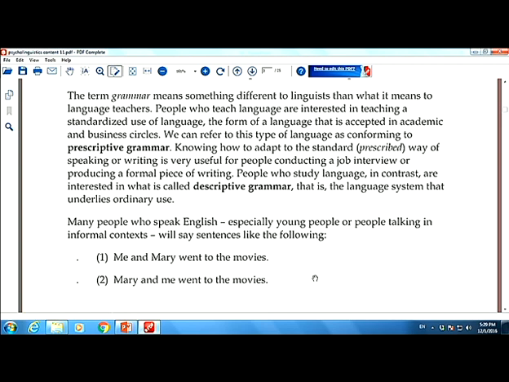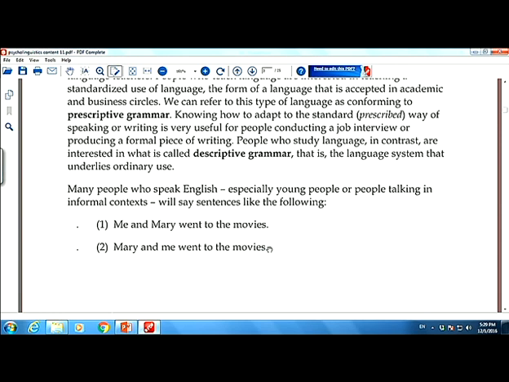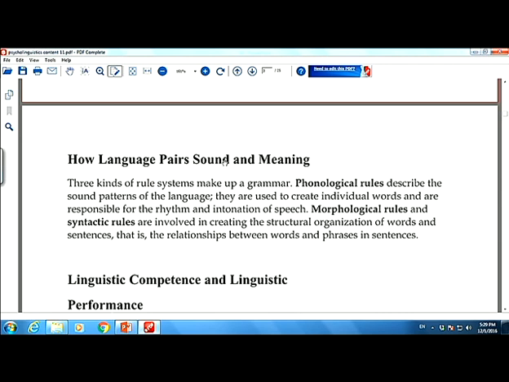Right. This is an example, for example, here. Me and Mary went to the movies. This is informal, isn't it? Because this is descriptive grammar. This is how British people speak, for example, or American people.